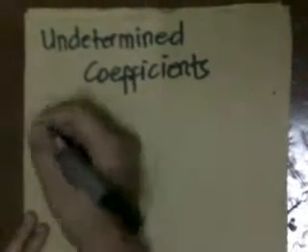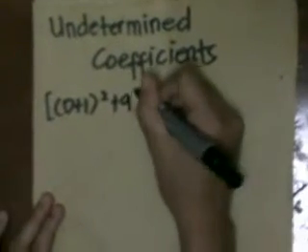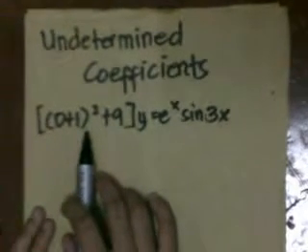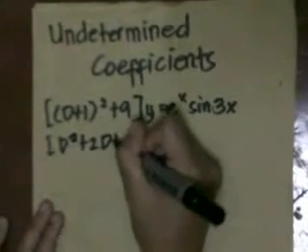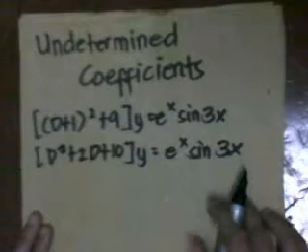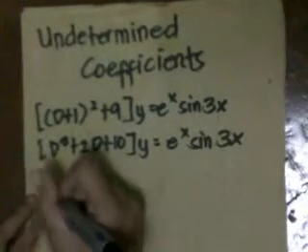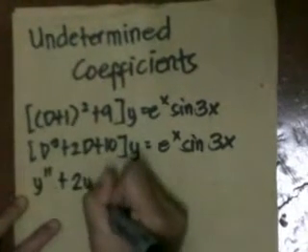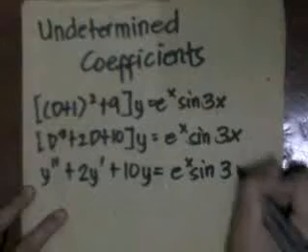So, for example, we have (D plus 1) squared plus 9 times y equals e to the x sine 3x. From the left side, we must expand it and then combine like terms. So we now have D squared plus 2D plus 10 times y equals e to the x sine 3x. This given equation may be written as y double prime plus 2y prime plus 10y equals e to the x sine 3x.